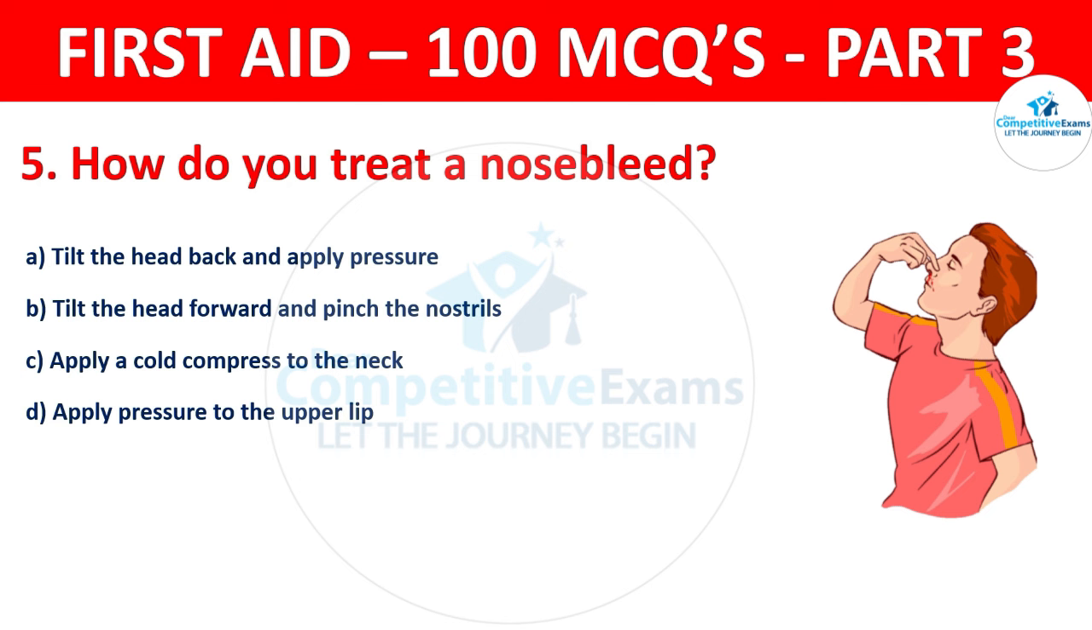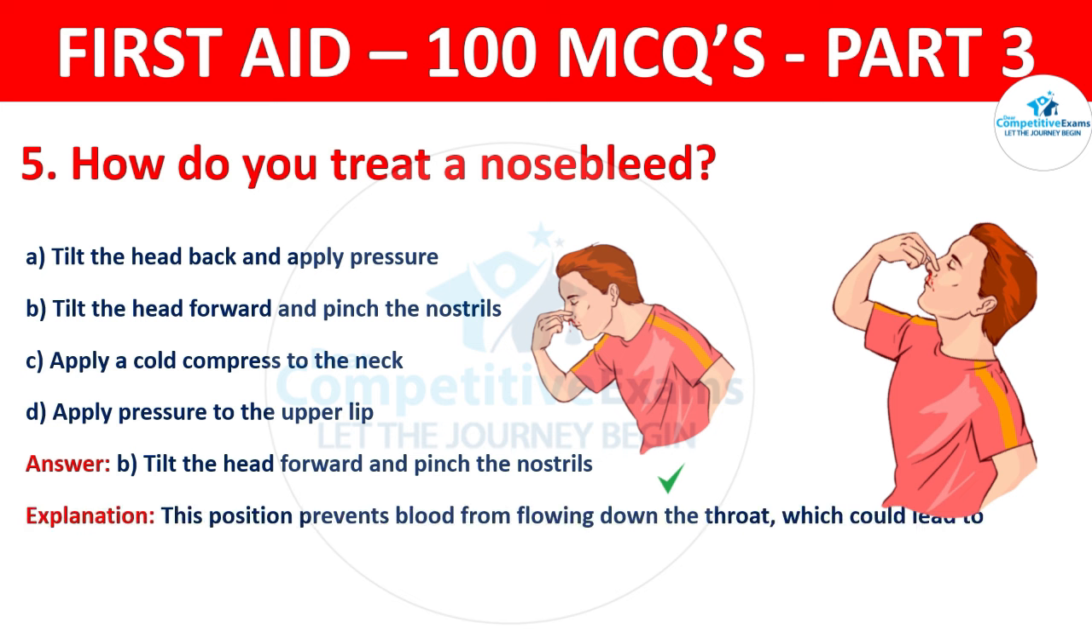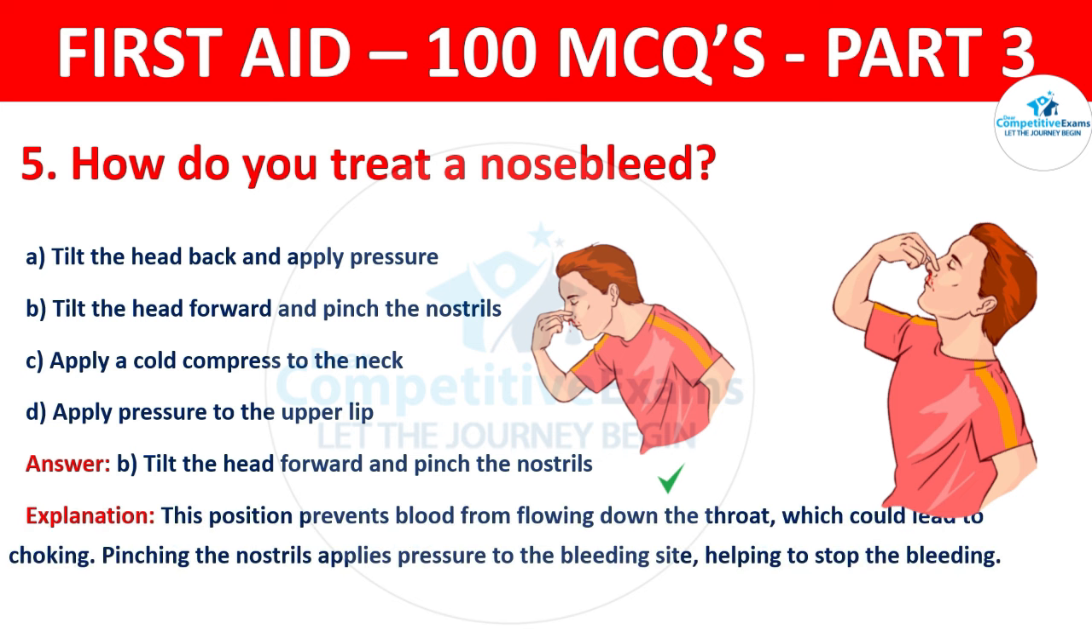The correct answer is B. That is tilt the head forward and pinch the nostril. This position prevents blood from flowing down to the throat, which could lead to choking. Pinching the nostril applies pressure to the bleeding site, helping to stop the bleeding.